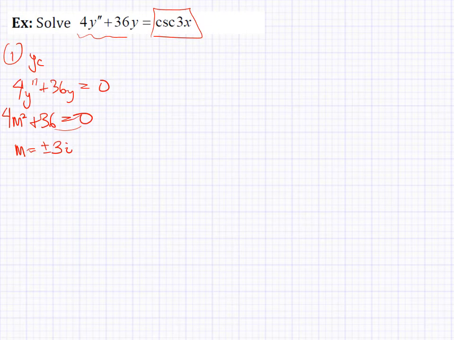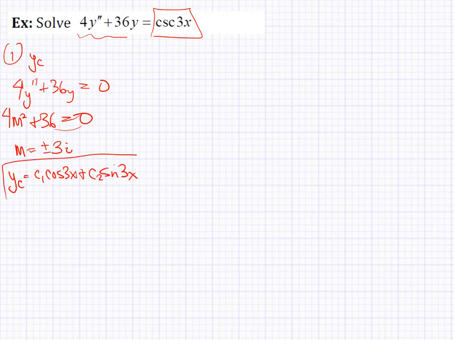So in this case, we got a beta of 3, an alpha of 0. If that's the case, then our y sub c is going to be c1 cosine 3x plus c2 sine 3x. Again, because the alpha is 0. So there's your y sub c. So our y1 is cosine 3x. Our y2 is sine 3x.